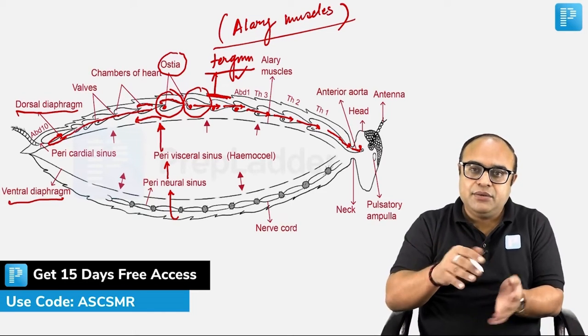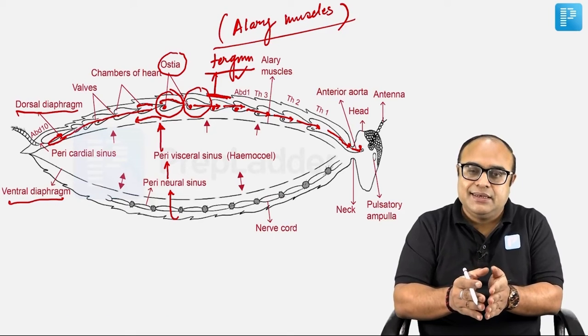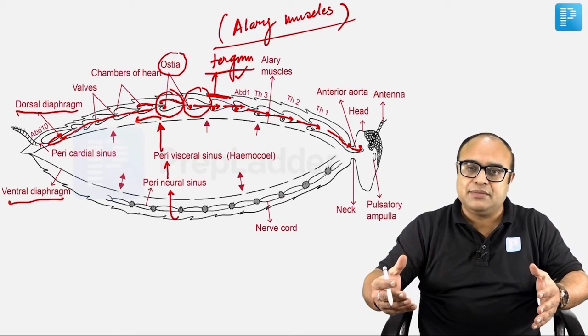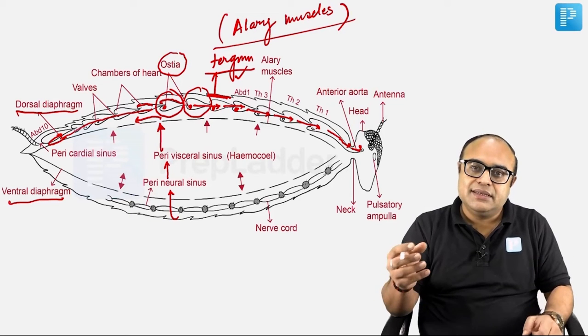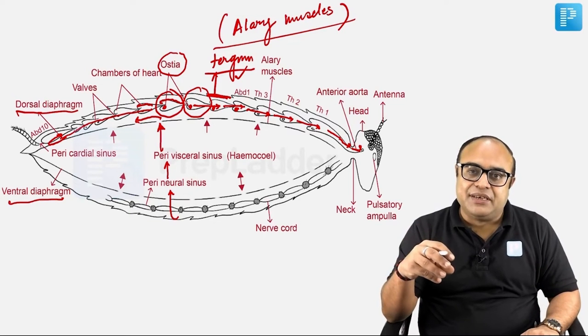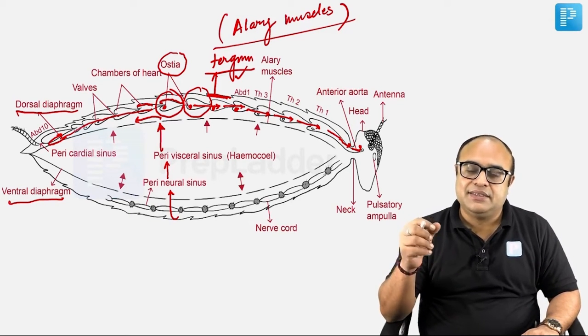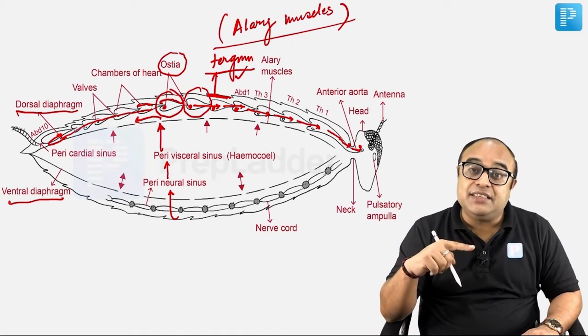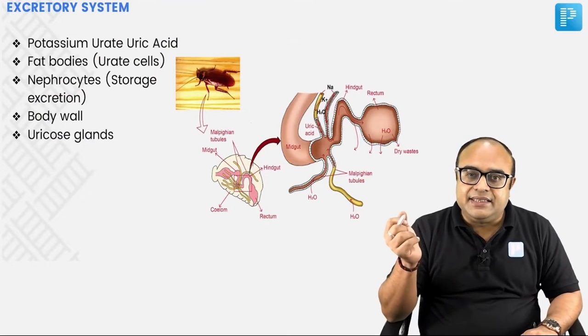So when they come down, systole happens. When again the thoracic cavity increases along with the alary and tergosternal muscles, then what happens? Dilation of the chambers of the heart. So it is a 13-chamber heart which is dorsally situated. Then we come on to the excretory system.